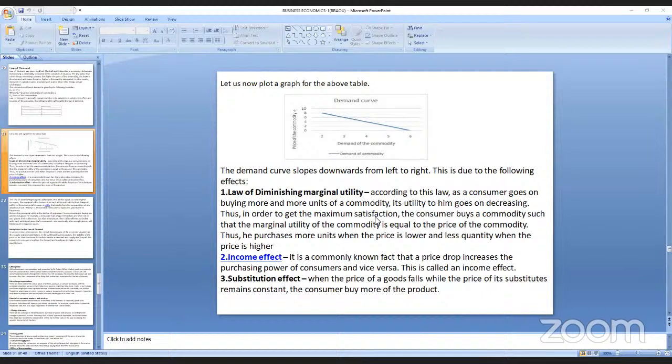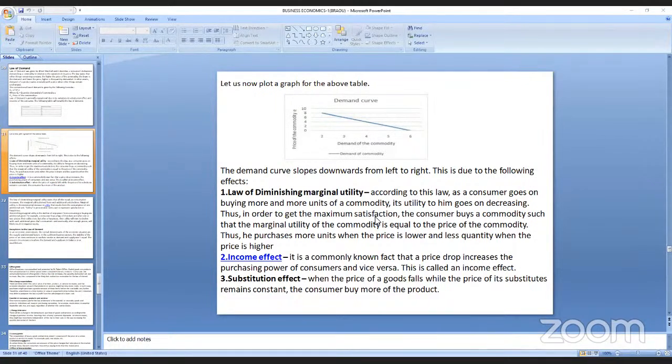Yes. Then next is the income effect. When the price drops, the purchasing power of the consumer increases. Means when your price comes down, the purchasing power also increases. When the price increases, the purchasing power of the consumer will decrease. So here it affects the income.